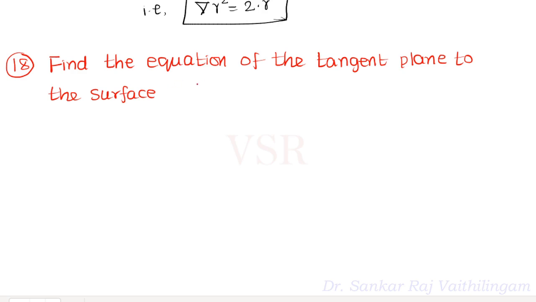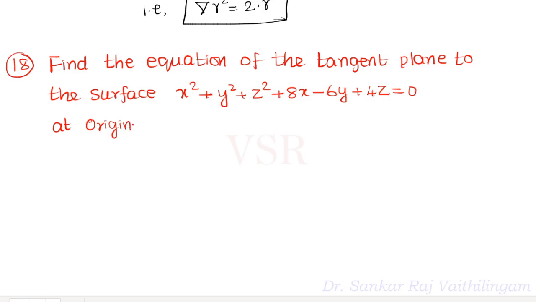What is the surface? It is given that x square plus y square plus z square plus 8x minus 6y plus 4z is equal to 0. Find the equation of the tangent plane to the surface at the origin. So at the origin we need to calculate the tangent plane.